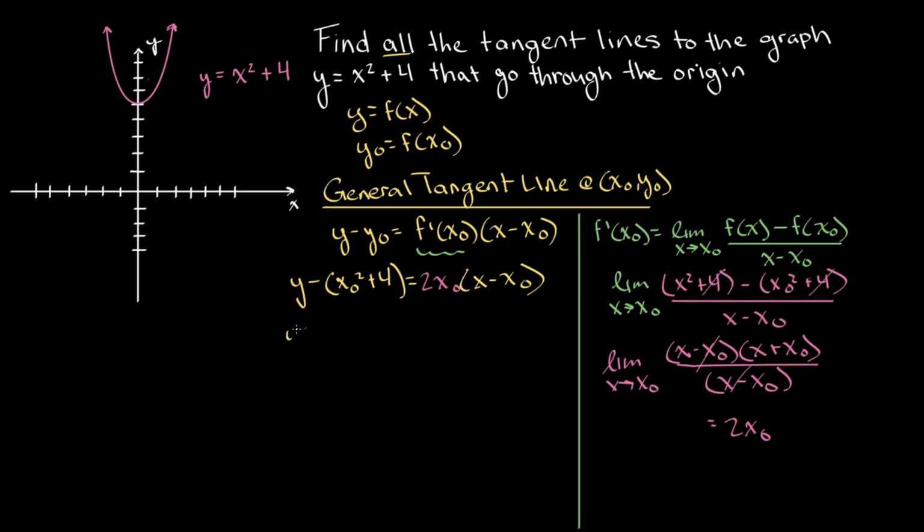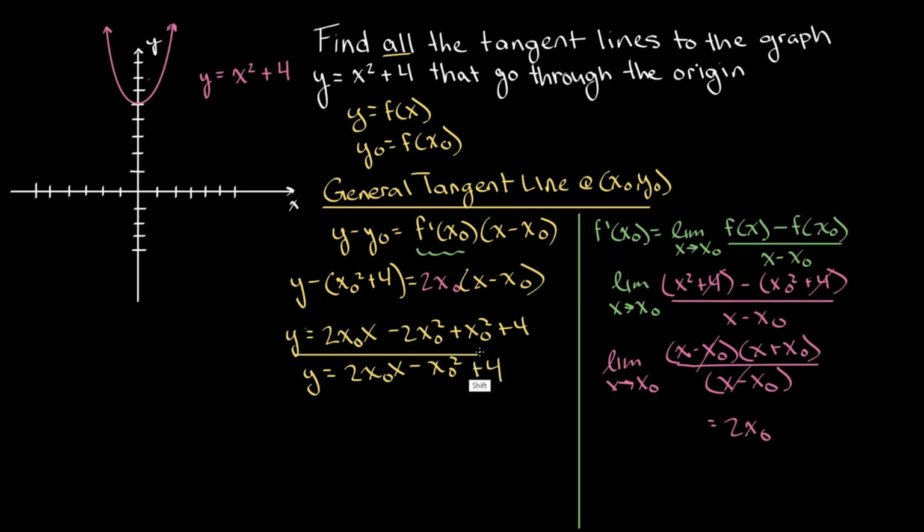And we have that y is equal to 2 times x naught times x minus 2x naught squared. And then when this gets added over, we're adding x naught squared plus 4. And then we can do one more little bit of simplification. So we have y is equal to 2x naught times x minus x naught squared plus 4. And that is our general tangent line right here.